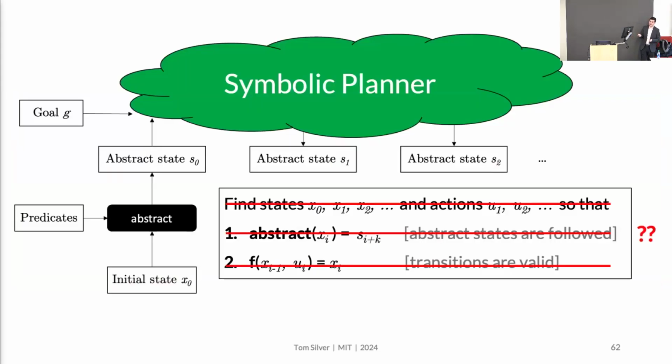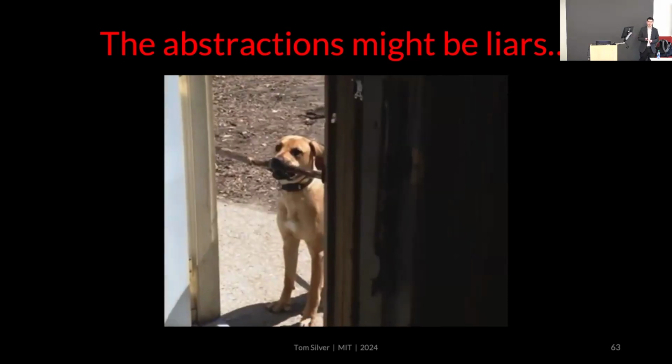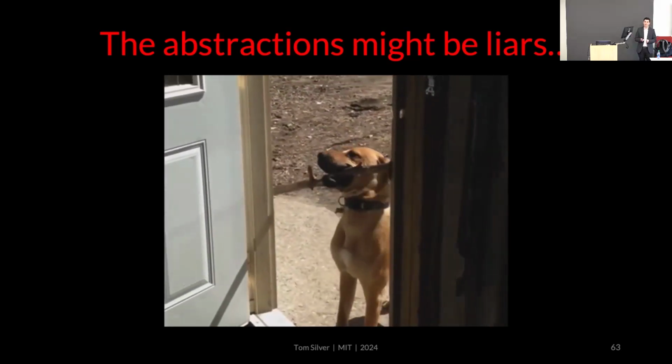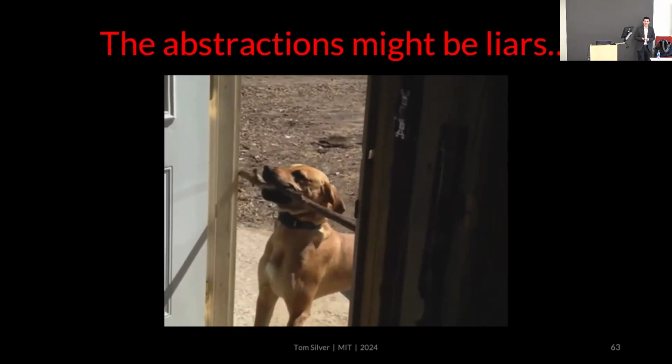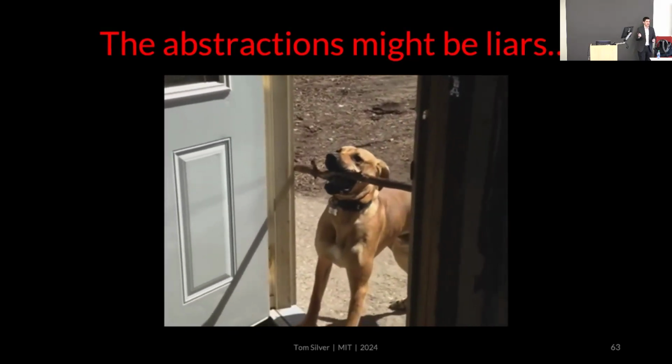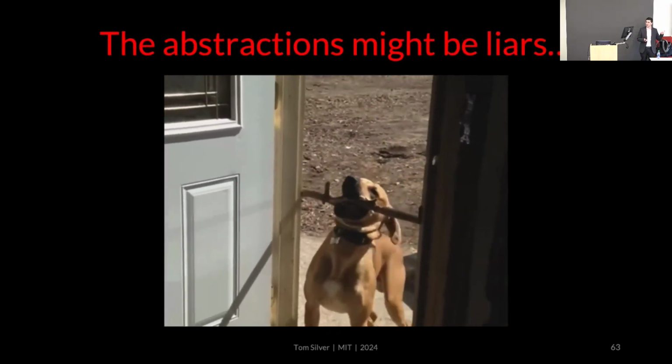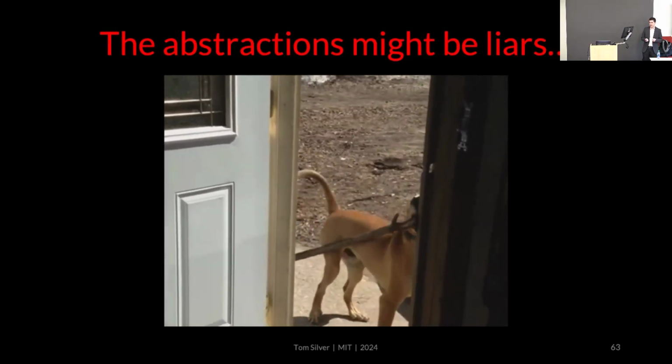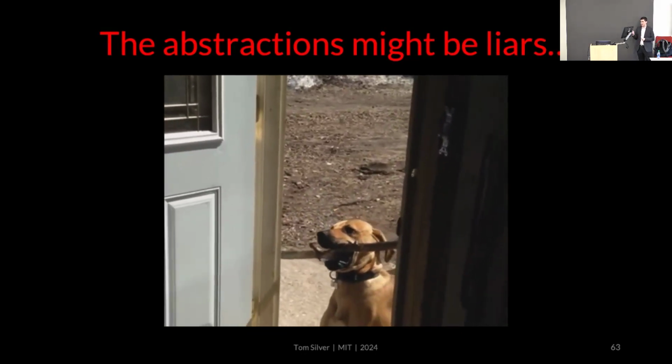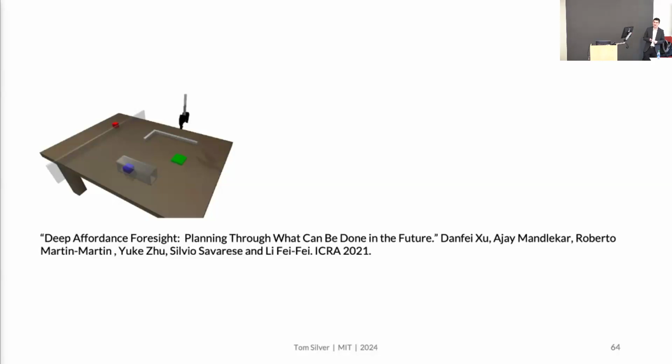So if this is what we're going to do at the end of the day, then why did I go through the trouble of describing this as a continuous optimization problem, where it seems like we're just hiding that inside of this reactive policy? Well, the reason is when we go beyond block stacking and look at more complicated kinds of domains, we might find that the abstractions, as I described them so far, are kind of liars, as suggested by this dog trying to get the stick through the door while ignoring the geometry of the stick, if you will.